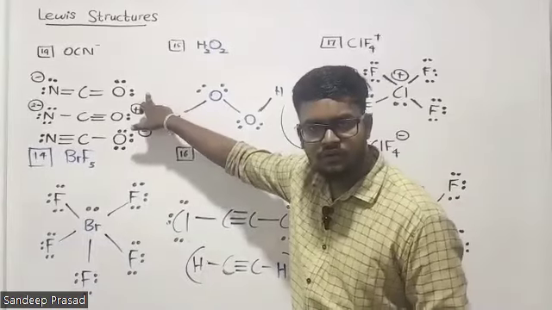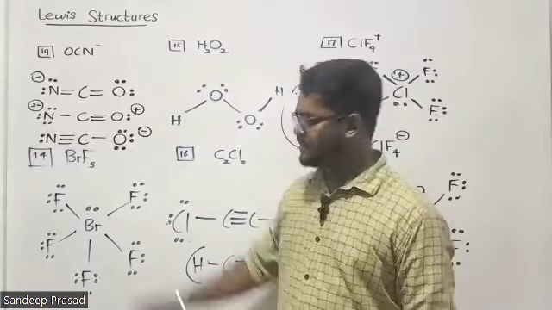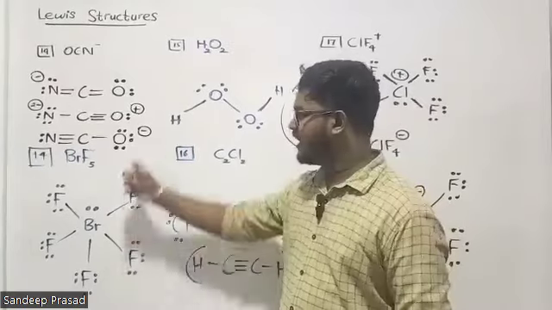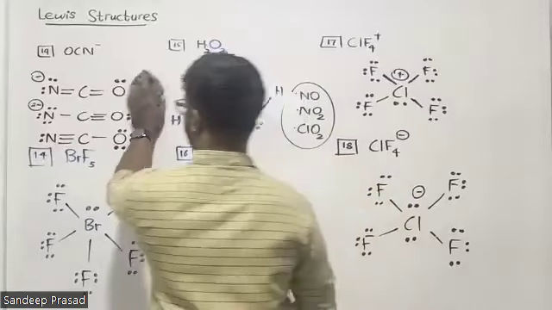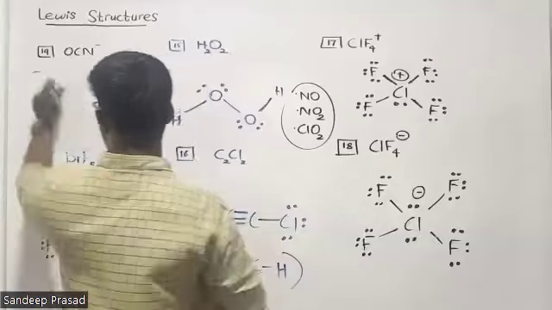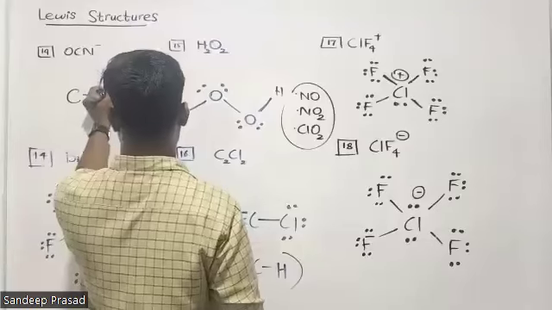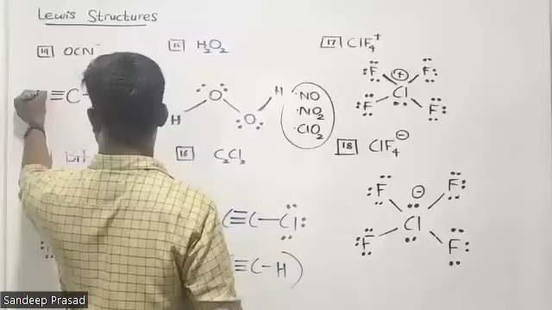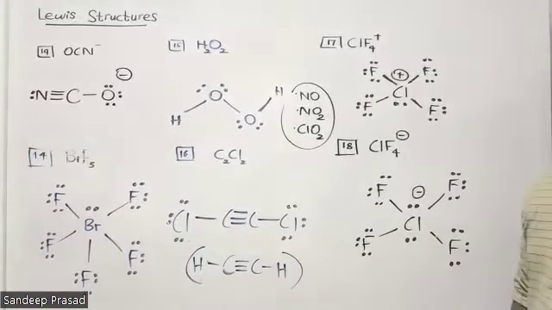But is the first one wrong? No, that is not wrong. That is correct. But they are expecting the most acceptable Lewis structure in the examination. Then this is the Lewis structure for OCN minus, right? Therefore, we can draw the OCN minus Lewis structure, it looks like this.